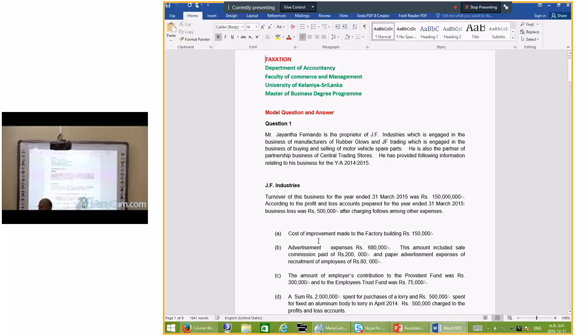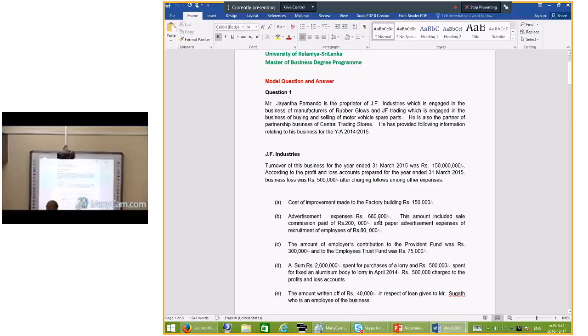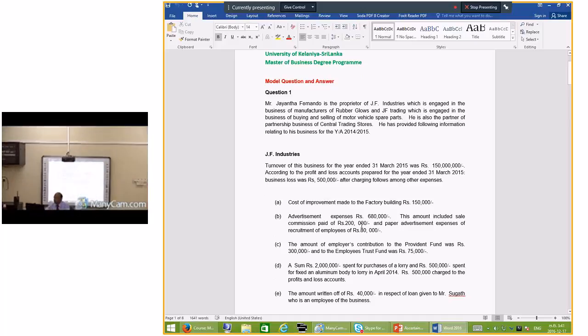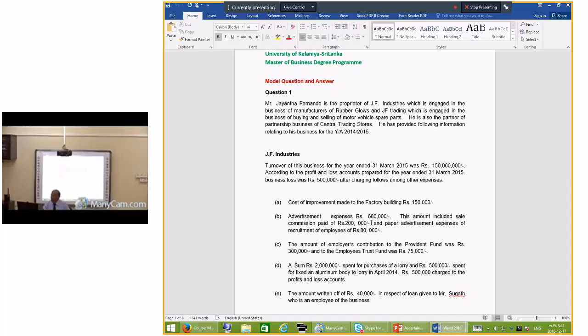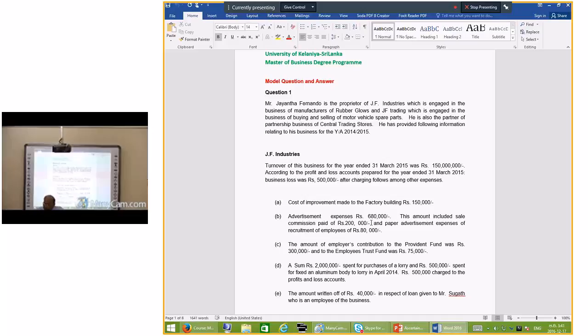Here, advertising expense 680,000. This amount includes sales commission paid 200,000 and advertising expense for recruitment of employees 80,000. See, the advertising is 680,000 given in the details, no? But what is the requirement in advertising? 25% is disallowed under section 26. But here commission is a fully allowable deduction, no?